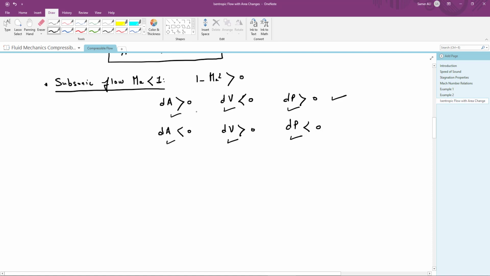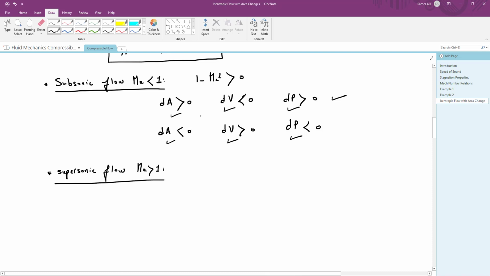So this is, I guess, very close to our experience in everyday life. We know when we create a restriction, the fluid will accelerate, or when we create a diverging section, for example an enlargement in the cross-sectional area, the velocity will decrease. Okay, so this is very close to our experience in everyday life. However, if you consider the case of supersonic flow, you will be a little bit surprised and it is counterintuitive.